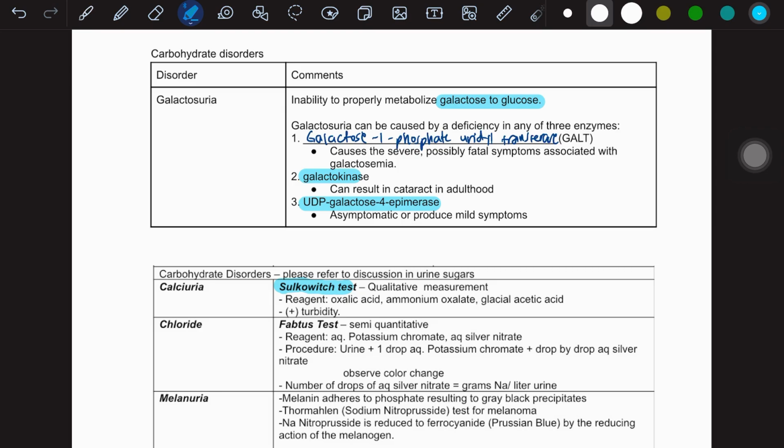For chloride, we have the Fantus test, which is a semi-quantitative test with the reagents aqueous potassium chromate and aqueous silver nitrate. Here the procedure is we add 1 drop of aqueous potassium chromate plus drop by drop of aqueous silver nitrate. Then you observe your color change. The number of drops of aqueous silver nitrate is equal to the grams of sodium per liter of urine.